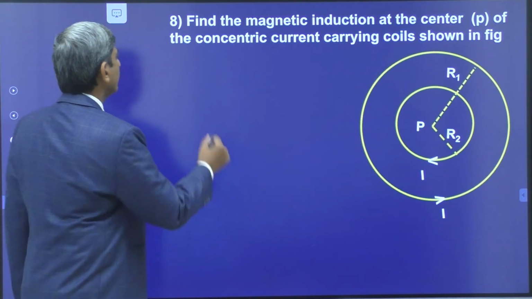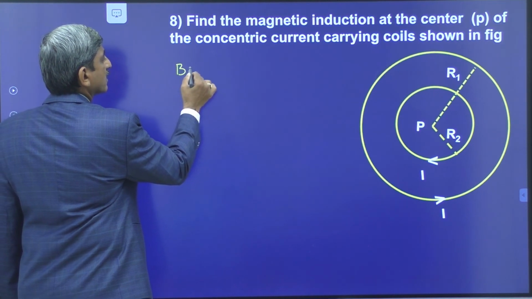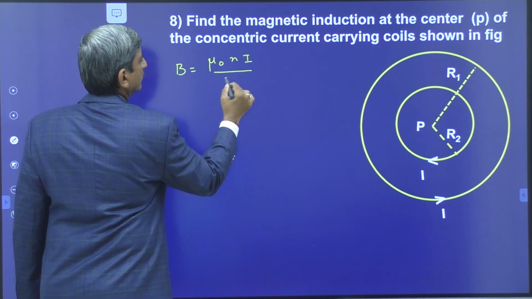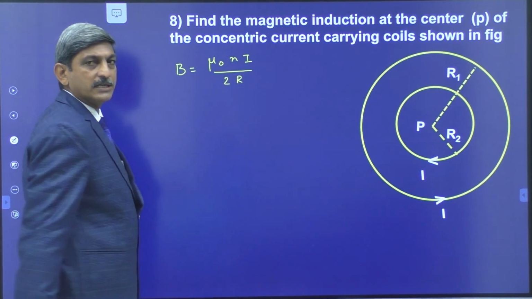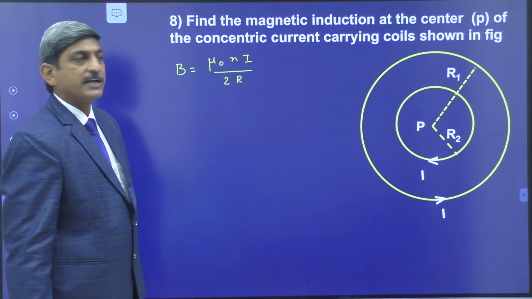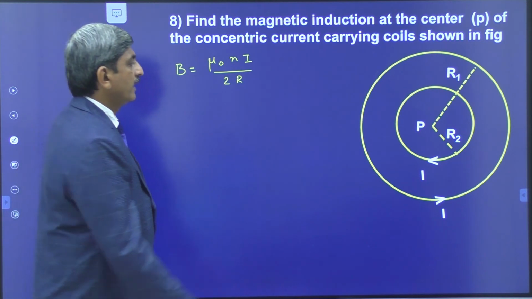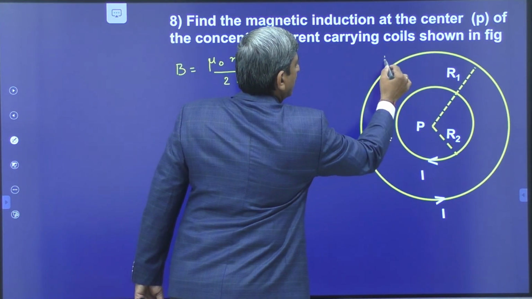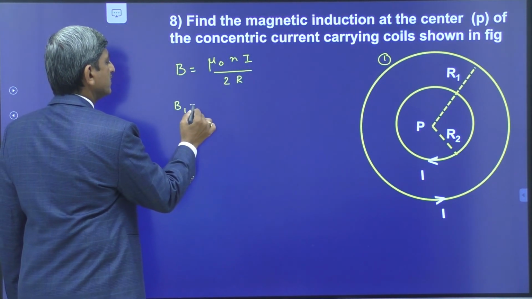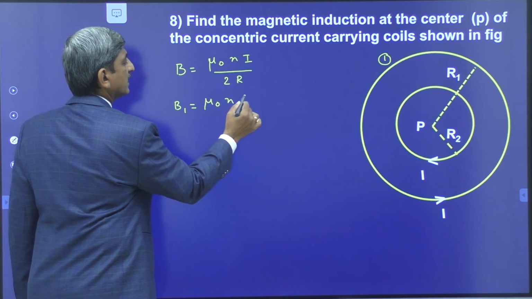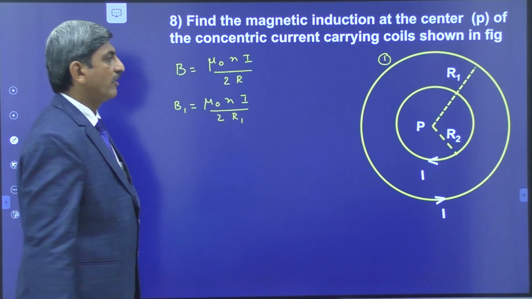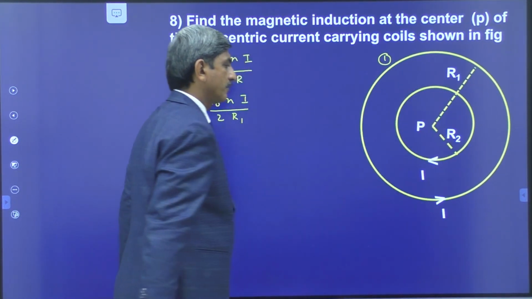Okay? For that already we know that the magnetic field produced by the circular coil is B equals mu naught Ni divided by 2R. If I is the current and R is the radius, the field produced by the coil is given by B equals mu naught Ni divided by 2R. Here, first of all, let us take the field produced by the first coil, let it be B1. B1 is equal to mu naught Ni divided by 2R1. Why? Because its radius is equal to R1.